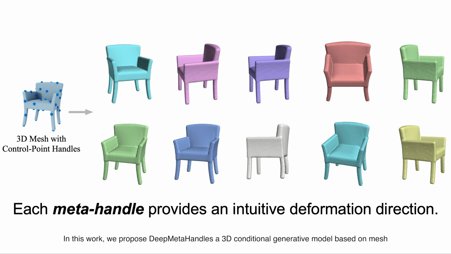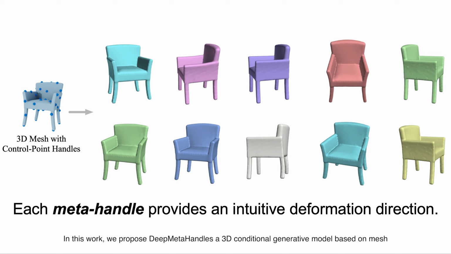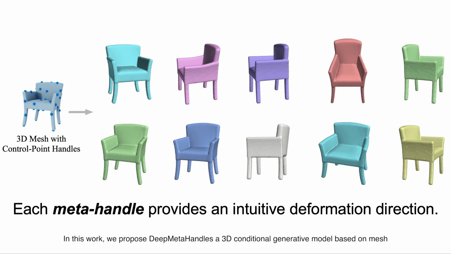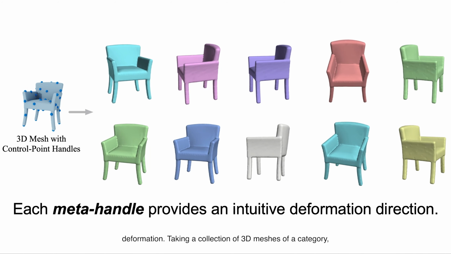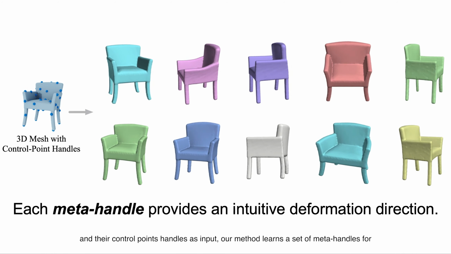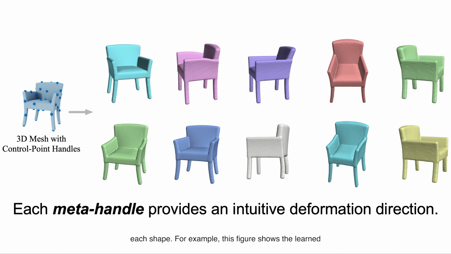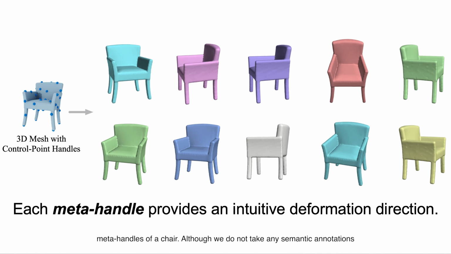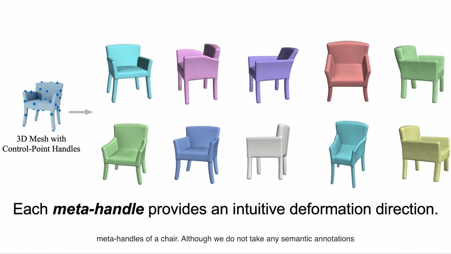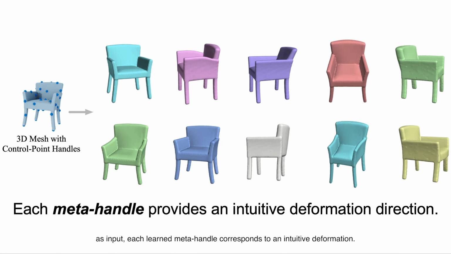In this work, we propose DeepMetaHandles, a 3D conditional generative model based on mesh deformation. Taking a collection of 3D meshes of a category and their control points handles as input, our method learns a set of metahandles for each shape. For example, this figure shows the learned metahandles of a chair. Although we do not take any semantic annotations as input, each learned metahandle corresponds to an intuitive deformation.